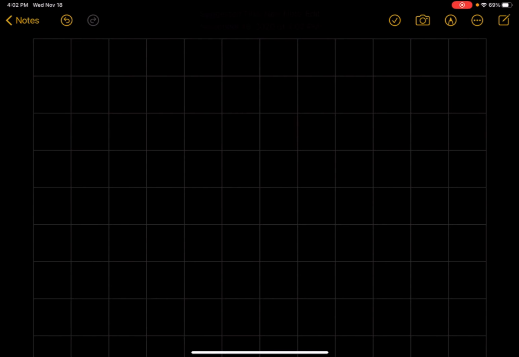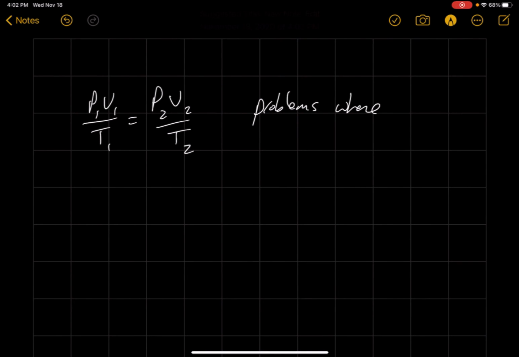So the question about whether volume or temperature, T1, V1, P2, what variable shows on top of the expression, it really depends on the problem. And I'm going to first talk about the combined gas law, which looks like this. Now, this kind of equation is used for problems where P, V, and T change.